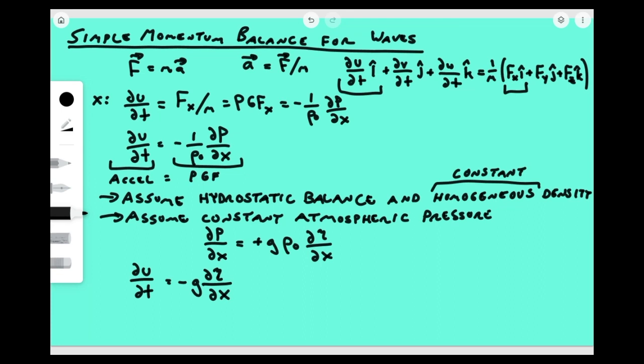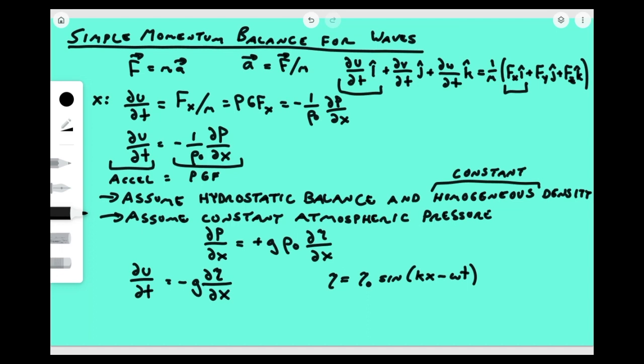Under these assumptions, the balance, acceleration equals pressure gradient force, is du/dt equals negative g times d eta/dx. This is a balance that works reasonably well for surface gravity waves and also for tides. Now let's consider a progressive sinusoidal wave. Here's an equation for the surface elevation we've seen before.